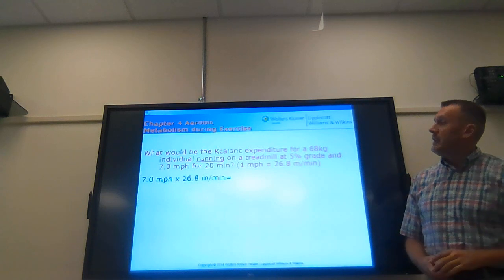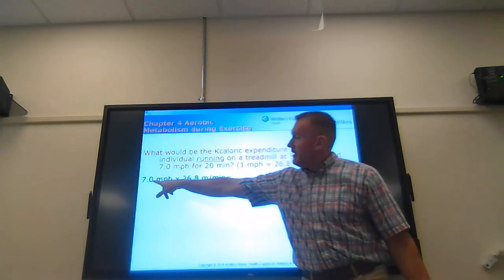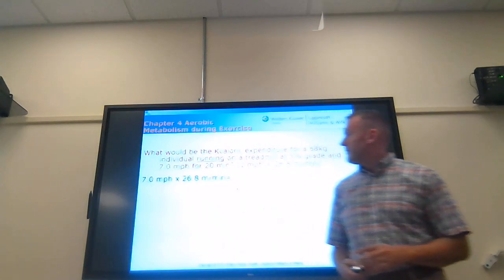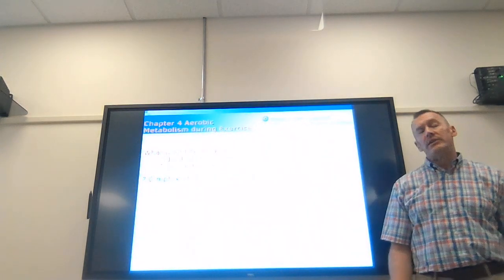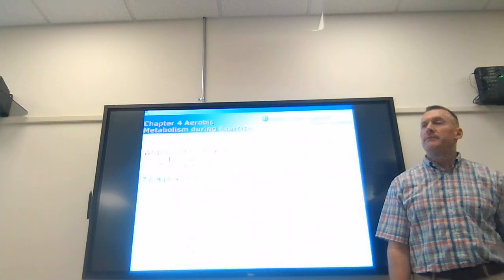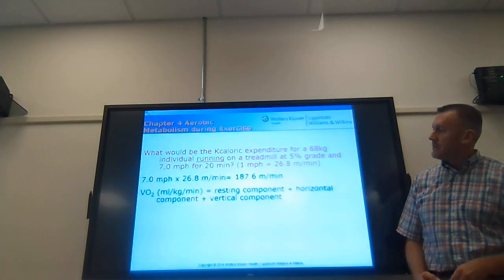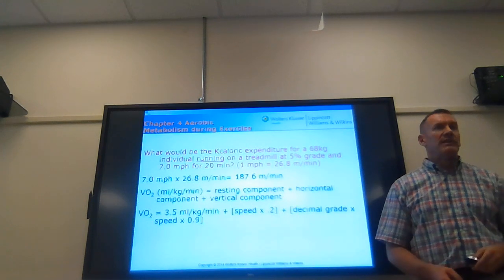Okay, the first thing we need is, what's our speed in meters per minute? So we take 7, again multiply by 26.8, and we get 187.6 meters per minute. So that's our speed. Then we've got our equation. How would you write the decimal in this case?